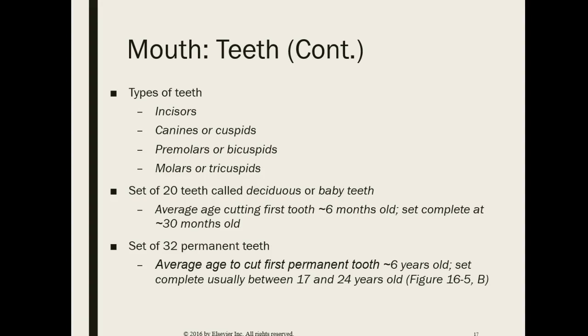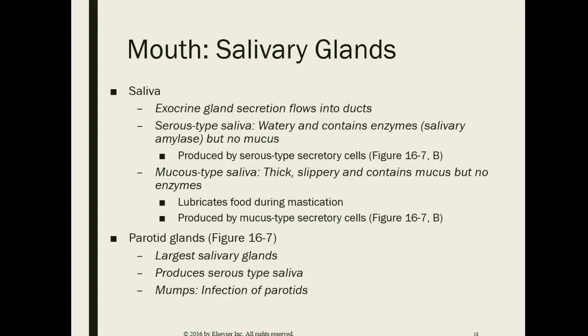So we have 20 baby teeth. The average age where a person will get their first tooth is around 6 months, and then should have the full 20 by around 30 months. These will fall out and be replaced by permanent teeth, and an adult will have 32 of these. So it typically starts at about 6 years, and then all of the teeth come through between 17 and 24. So the teeth are going to be responsible for our chewing, or mastication.